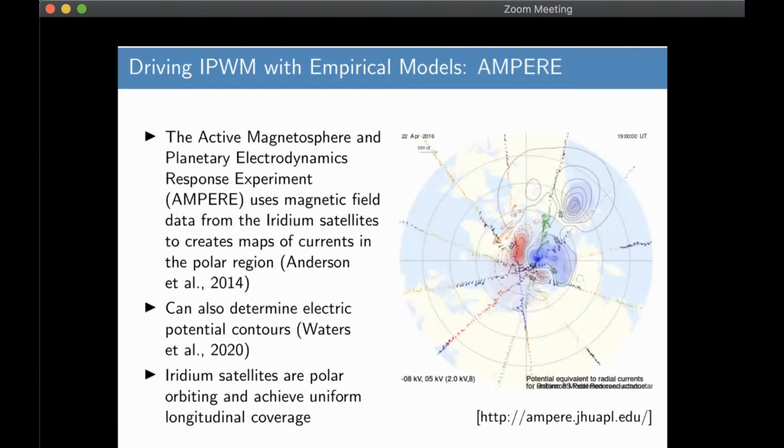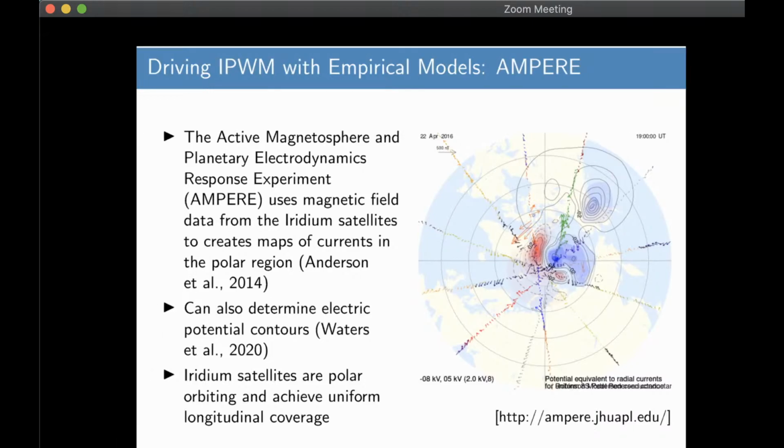The other approach we used is the AMPERE data set, which I believe was discussed in a lot of detail earlier. Again, it uses magnetic field data from the Iridium satellites. If you assume a constant electric potential and constant conductivity, you can create these convection patterns and use them in IPWM the same way we're using SuperDARN convection maps. One advantage to the Iridium approach, the AMPERE approach, is that because the Iridium satellites are in polar orbits, you get much more uniform longitudinal coverage.